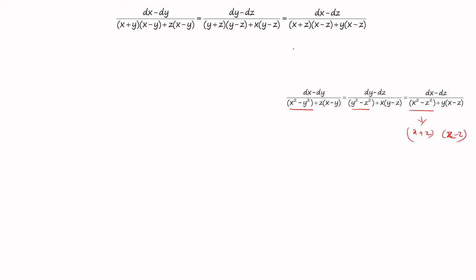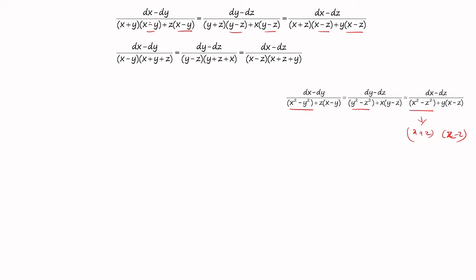After that, in this term x minus y is common. After writing this, from this ratio x minus y is common, and here y minus z is common, and here x minus z is common. So take it outside. So dx minus dy by x minus y is taken outside, and the remaining is x plus y plus z, is equal to dy minus dz by y minus z, which is common. Take it outside: y plus z plus x. And the next term, dx minus dz divided by x minus z, which is common. Take it outside: x plus y plus z.